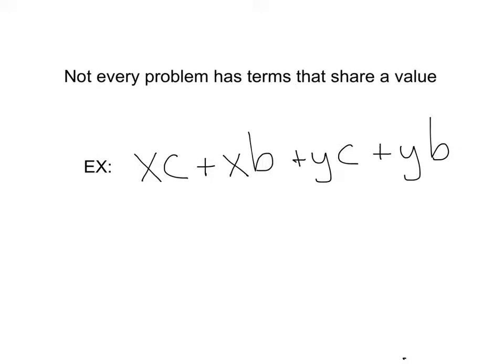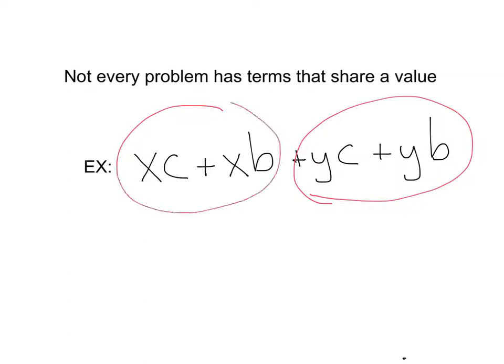But as we're looking at it, we can see that some of these do share certain things. For example, over here, we notice that both of these terms share a y. Over here, both of these terms share an x. We could also see that xc and yc share the value c. And if you also look, you'll notice that xb and yb also share the term b.